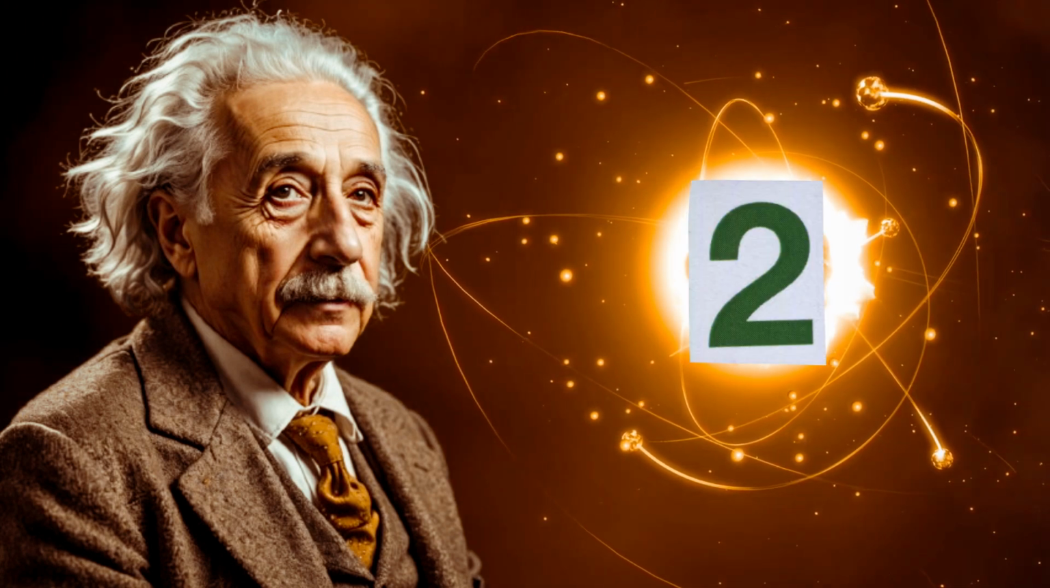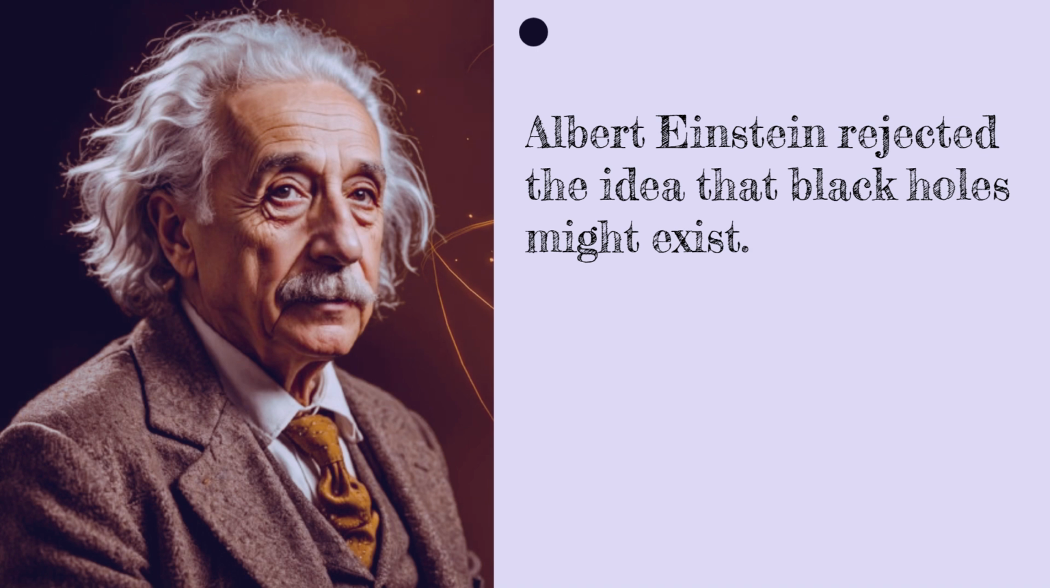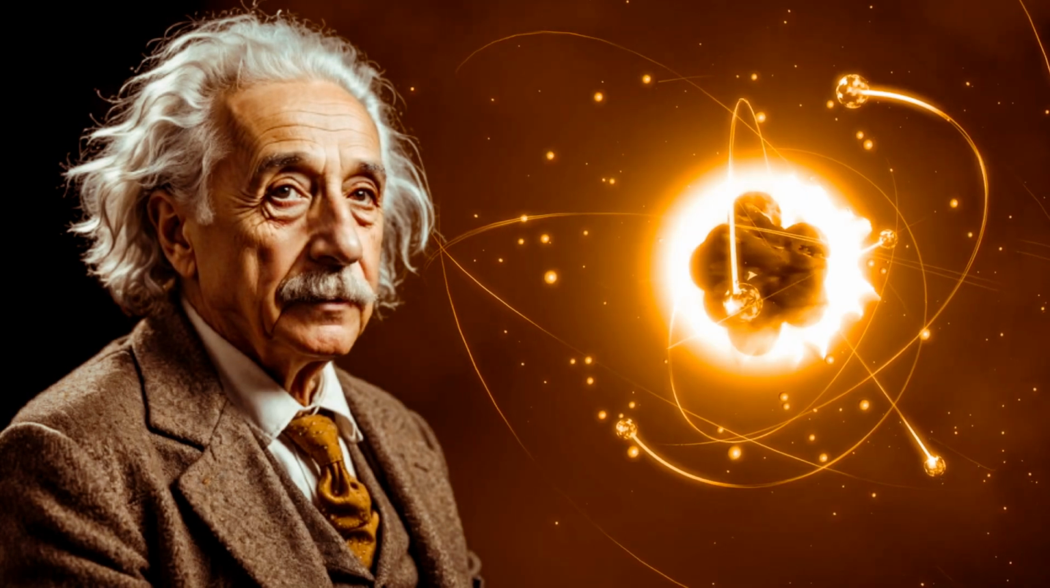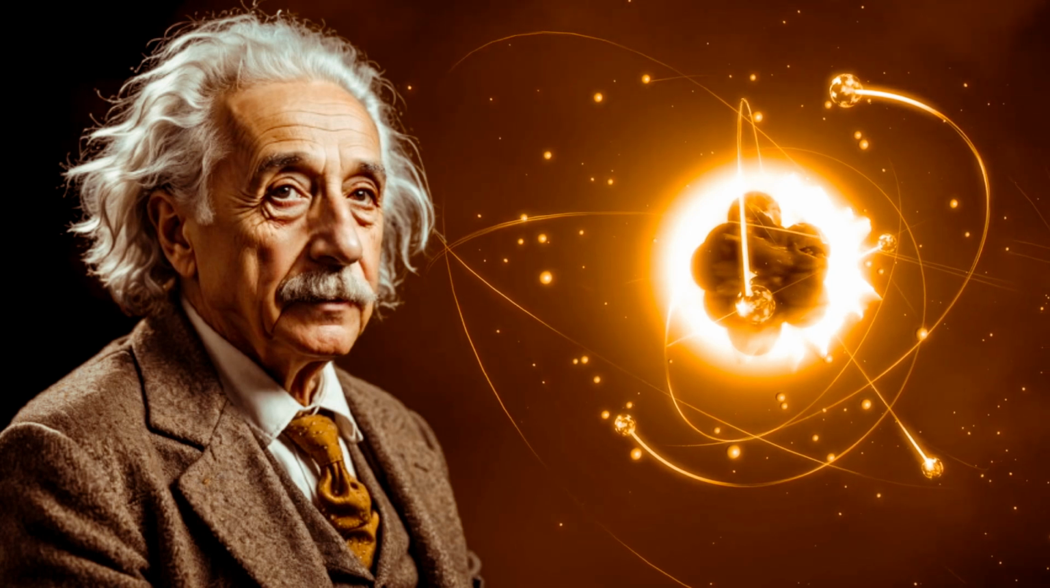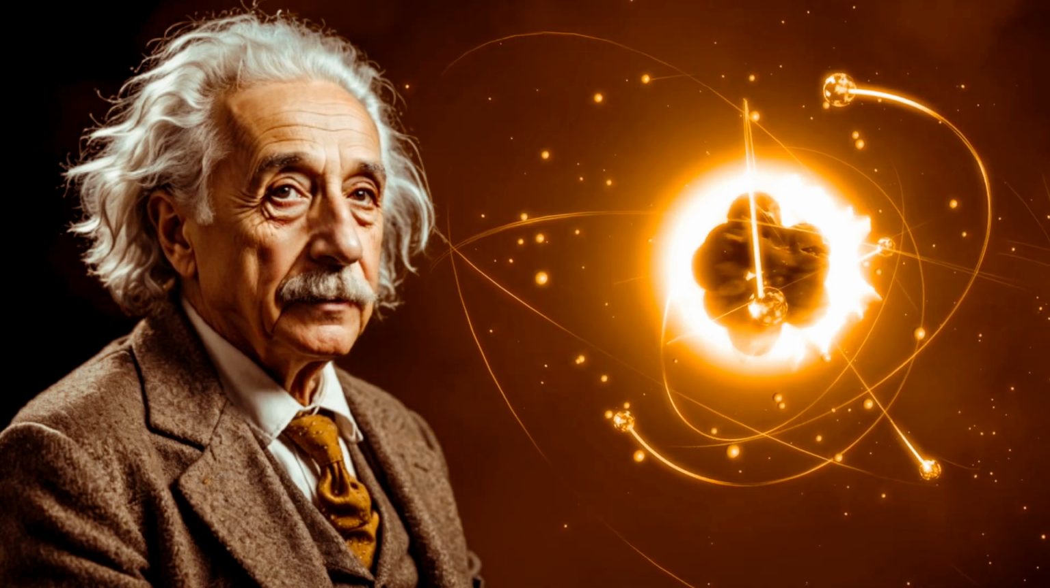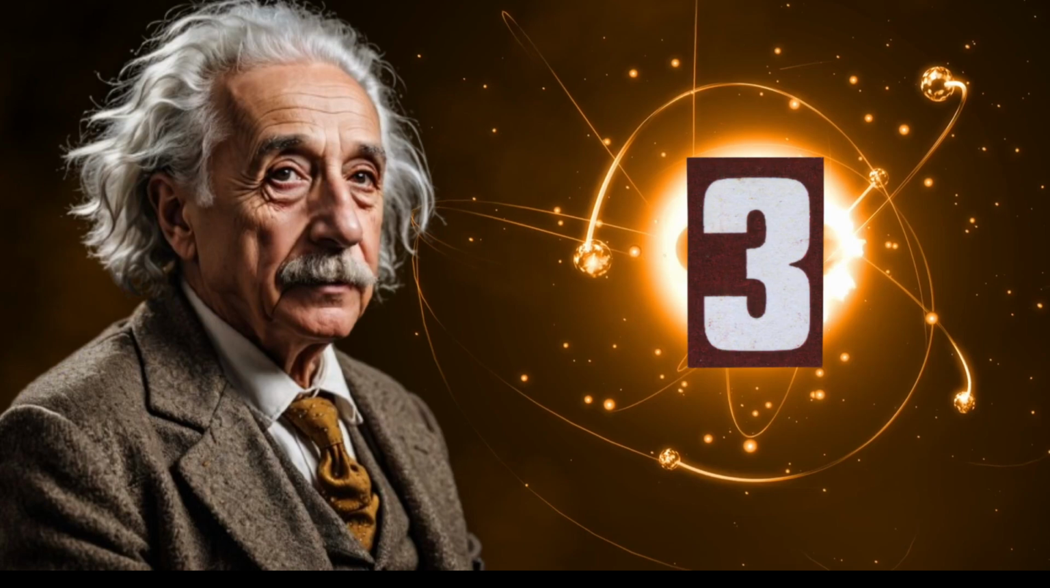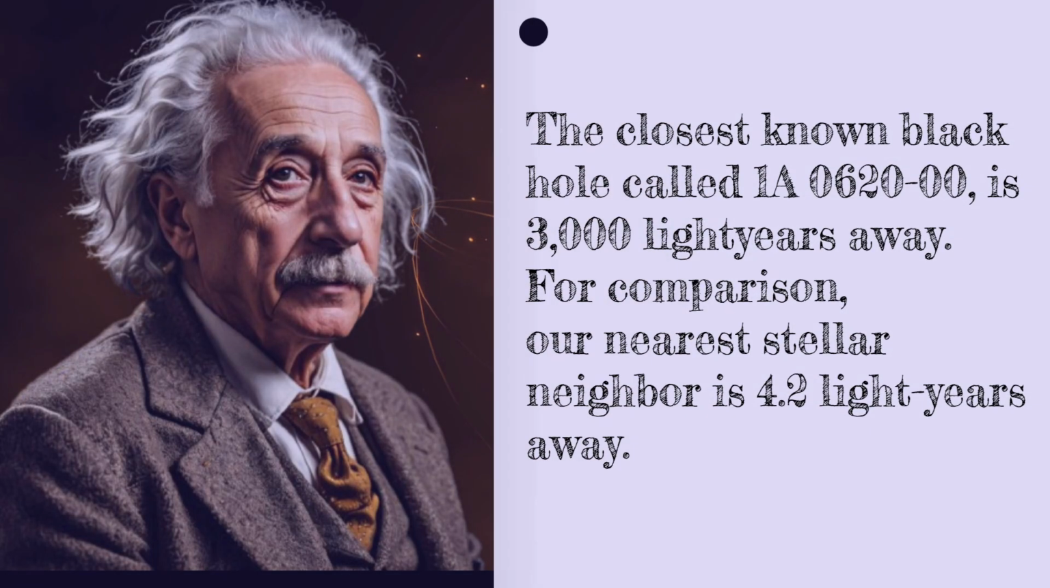Fact number 2. Albert Einstein rejected the idea that black holes might exist. I would say, oh my goodness, he already made an average teenage physics student's life miserable with the theory of relativity. Fact number 3. The closest known black hole, called A0620-00, is 3,000 light-years away. For comparison, our nearest stellar neighbor is 4.2 light-years away.